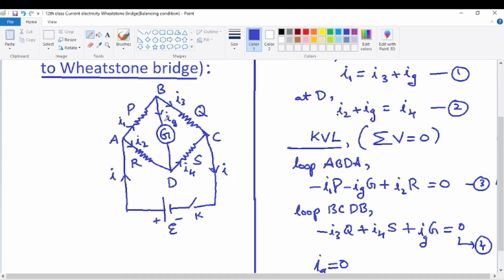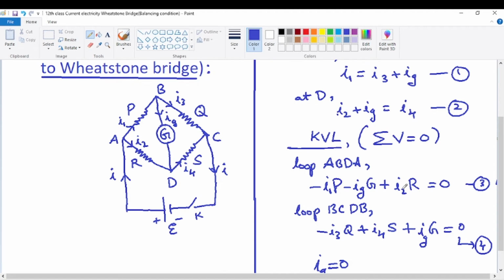We already have seen that earlier also. And Ig is zero, doesn't exist. Earlier we imagined that the galvanometer is absent. Now really the galvanometer is present, but still because the bridge is balanced, Ig becomes zero. Automatically I1 is equal to I3 we will be getting, and also Ig becomes zero means I2 is equal to I4. So equations 1 and 2 will become very simple. I1 is equal to I3 and I2 is equal to I4.